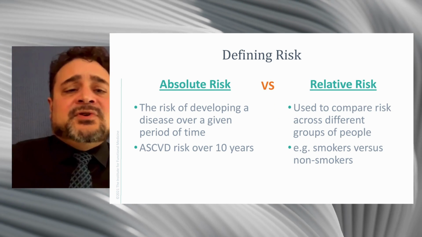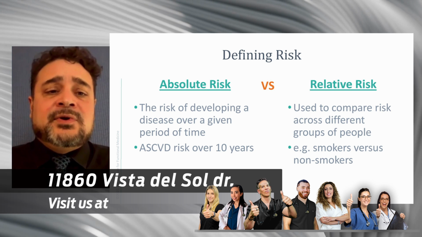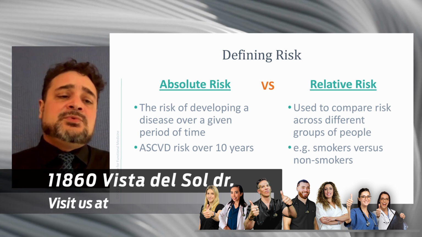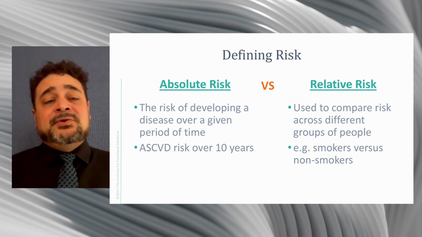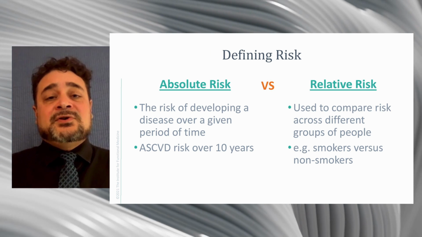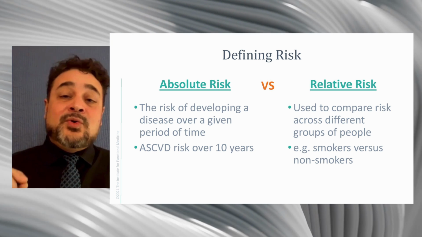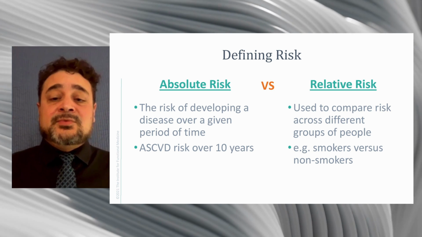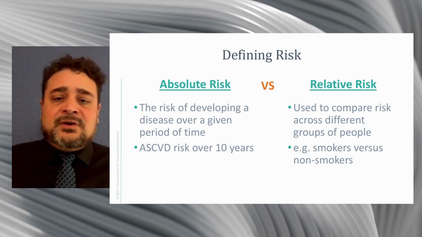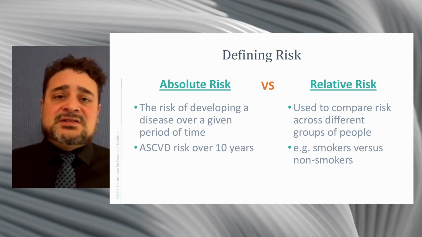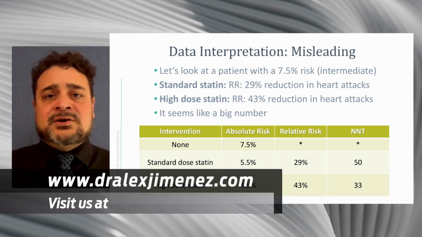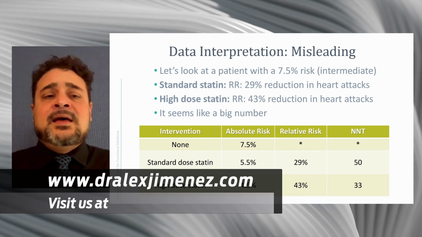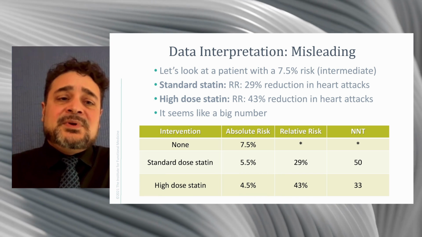So what is the difference between absolute risk and relative risk? Well, absolute risk is the risk of developing a disease over a given period of time, the atherosclerotic cardiovascular disease risk over 10 years, for example. Relative risk is used to compare the risk across two different groups of people, a smoker versus a non-smoker, someone that's off a statin versus on a statin. And this interpretation can be misleading.